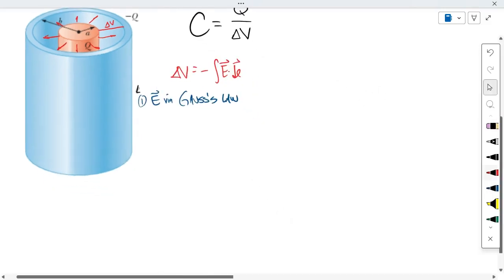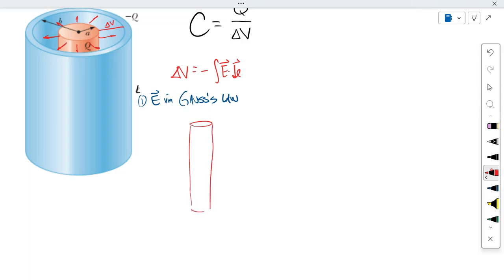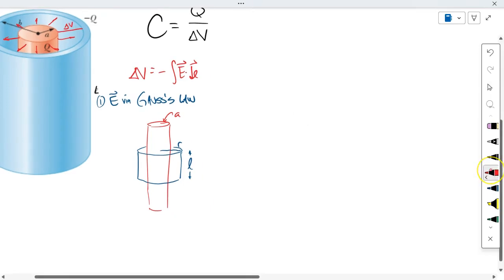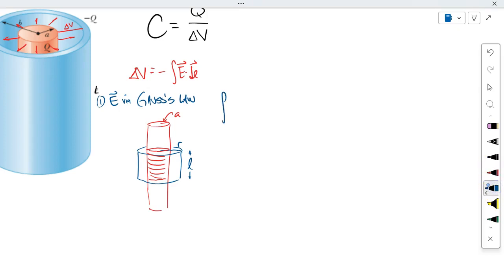Okay, so I'm gonna just do a separate drawing of here's the inner conductor. It looks like this. It's got a radius A. So here's a Gaussian surface of a radius R, and I'll say a length L. And that encloses some charge that's located only in this area, or on that surface of the conductor, right? So Gauss's law says the surface integral E dot dA is Q enclosed over epsilon naught.